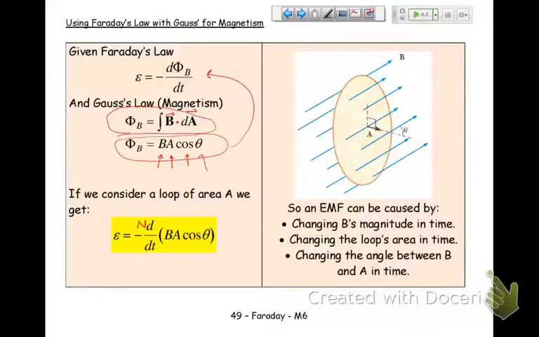dΦ_B/dt, which equals minus N d(BA cosine theta)/dt. And I don't learn this as a separate equation. I hope you won't too. I know this one and I know that one, so I know the answer. I can figure it out.